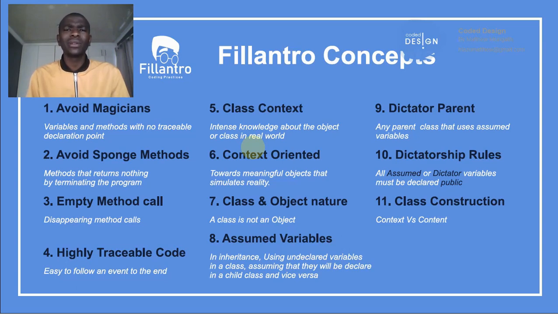What if that method for some reason decides to terminate the script? Obviously nothing will be returned because the script has terminated. So the request-response cycle has not completed because that method decided to terminate the program. That will be a sponge method: a method which was supposed to return something but for some reason has decided to terminate the whole program.